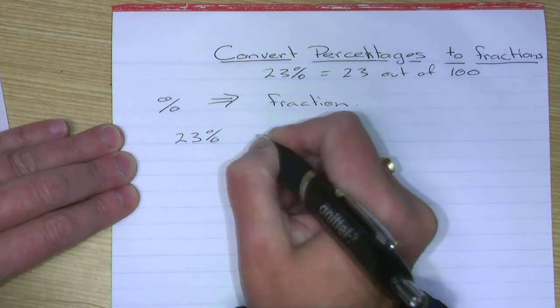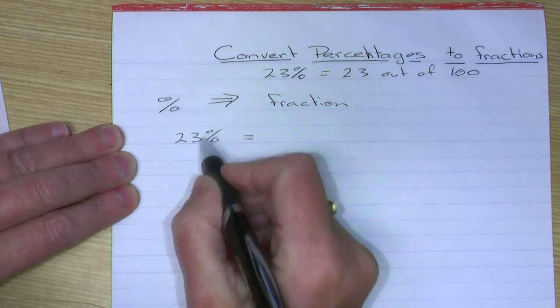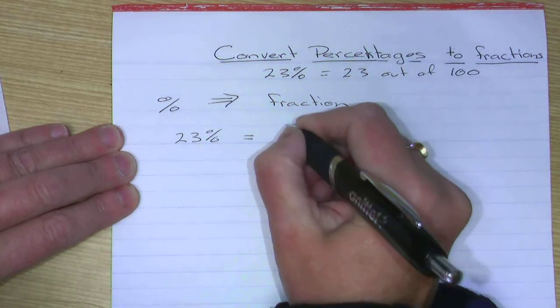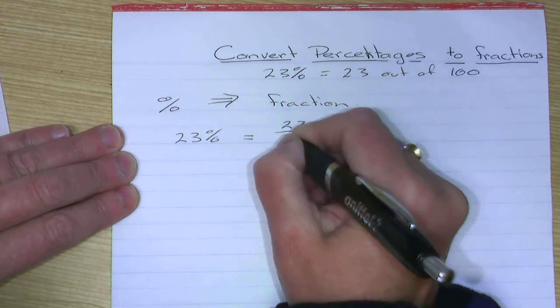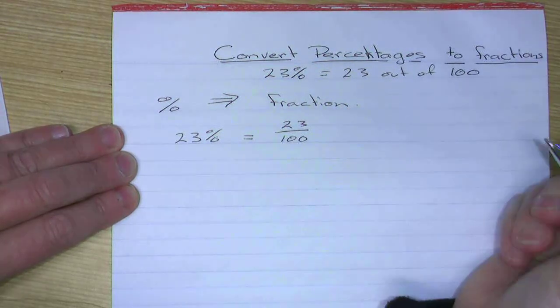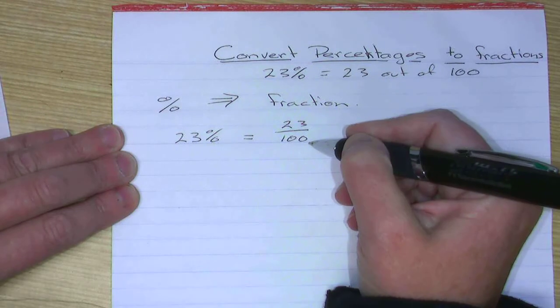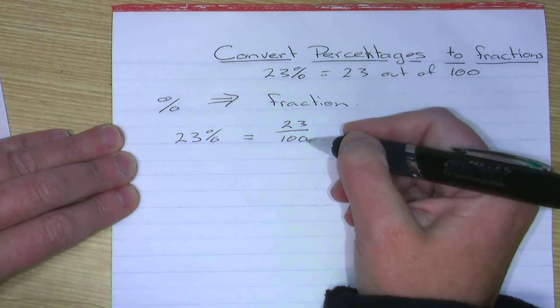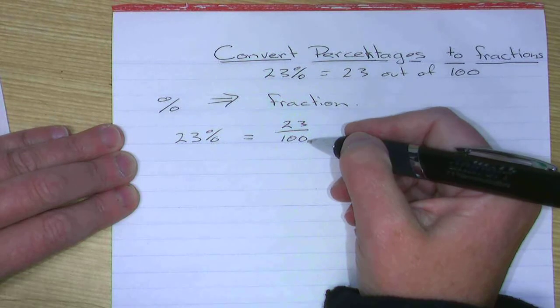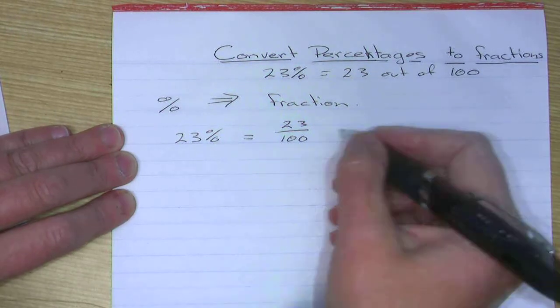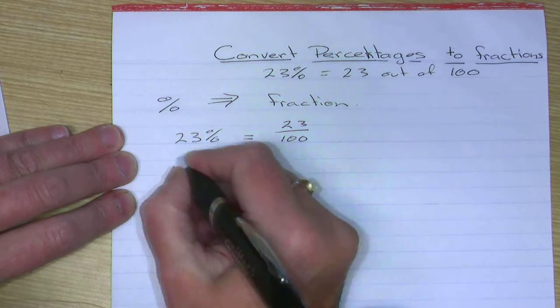If I'm going to convert that to a fraction, I change that percent to the denominator. So it becomes 23 over 100. You check here to see if you can simplify it at all, but 23 is a prime number, so you can't simplify that. Otherwise you would simplify that fraction. Then we have another example.